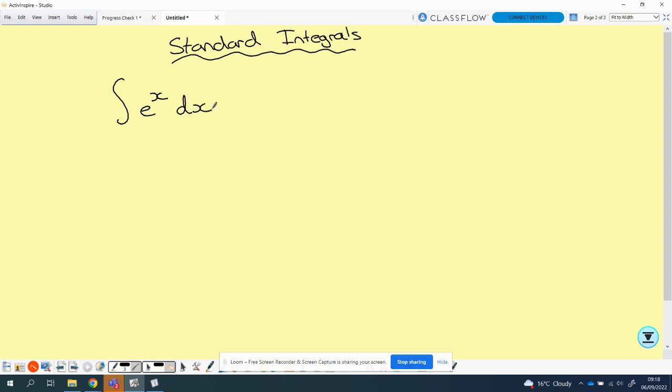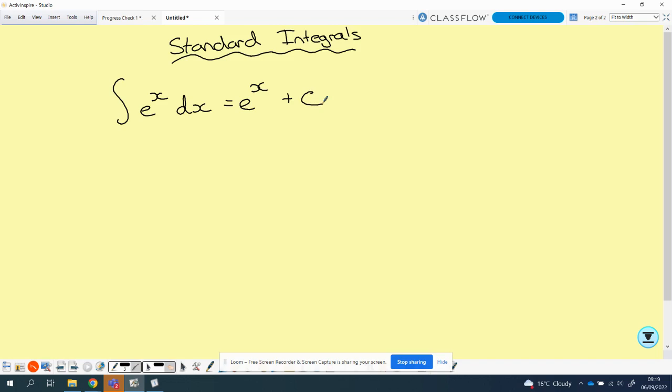Okay. And as you've seen from when you differentiate the exponential, you get the same thing back. Well, that happens with integration as well. So you get e to the x, and then remember you've got a constant plus c from integration. Okay, so that's the sort of basic version of this rule.